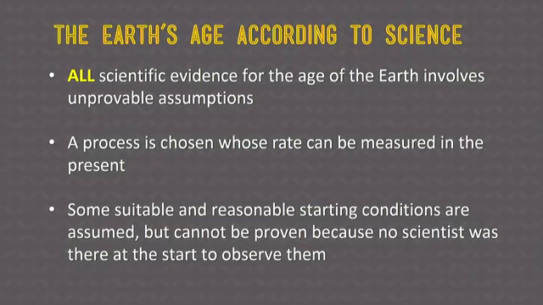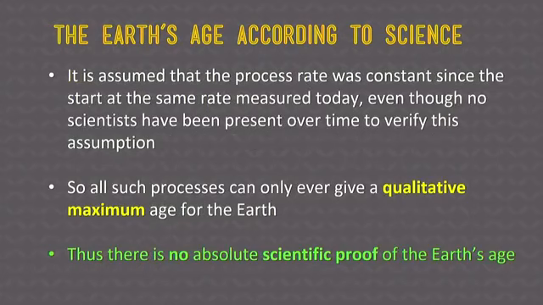What we do, we take a process and we assume the rate that we measure today has been constant in the past. We have some reasonable and suitable starting conditions, but we cannot prove those conditions because no scientist was there to observe them. We assume the process rate has been constant since the start at the same rate measured today, even though no scientists were there over time to verify this assumption. So all such processes can only ever give a qualitative maximum age for the Earth. Thus, there is no absolute scientific proof of the Earth's age.